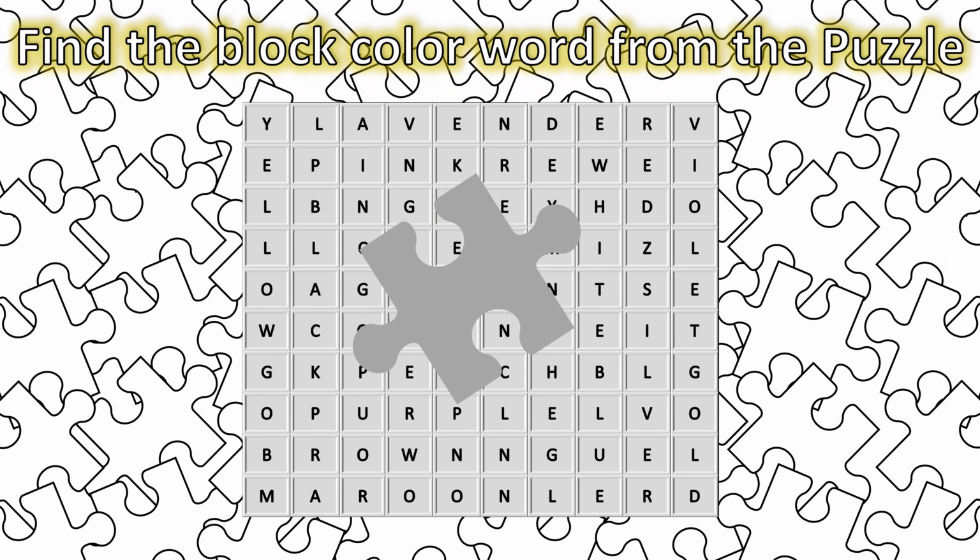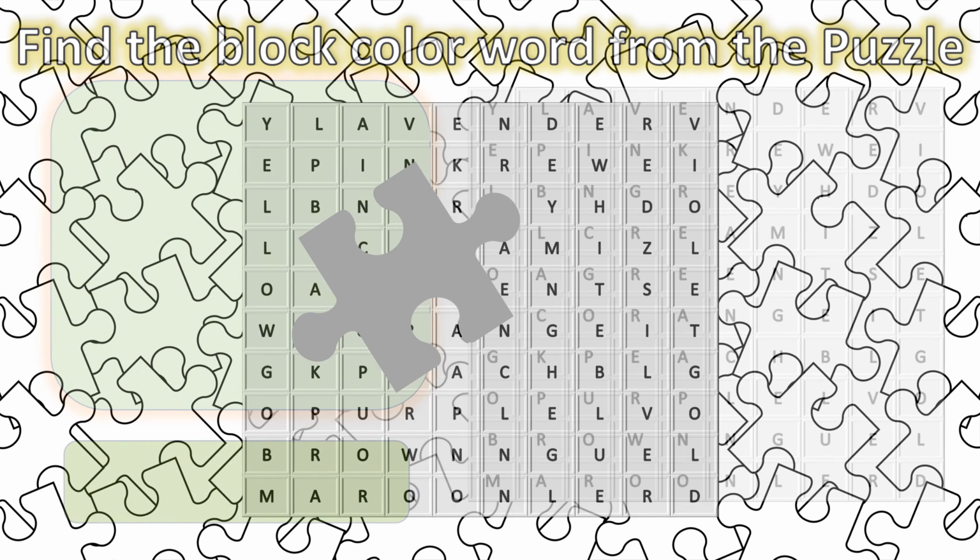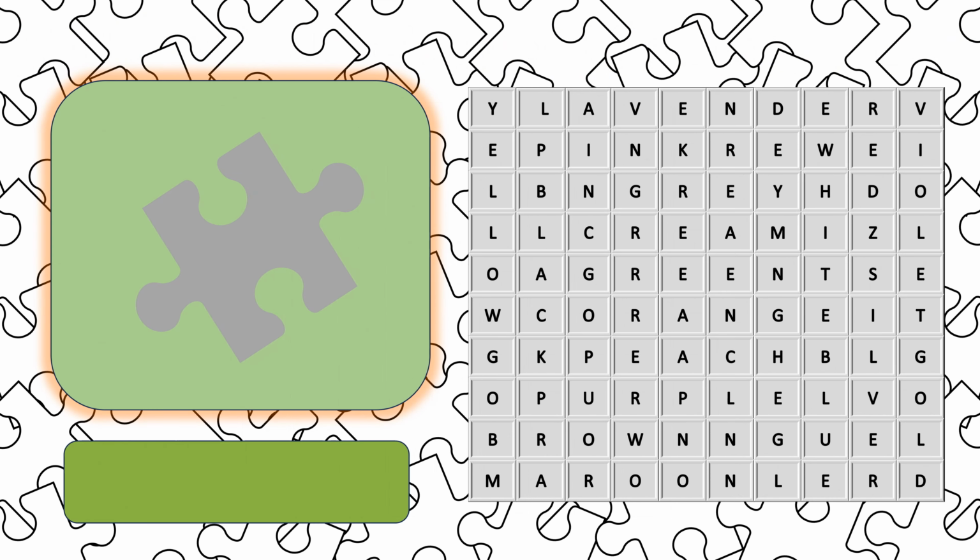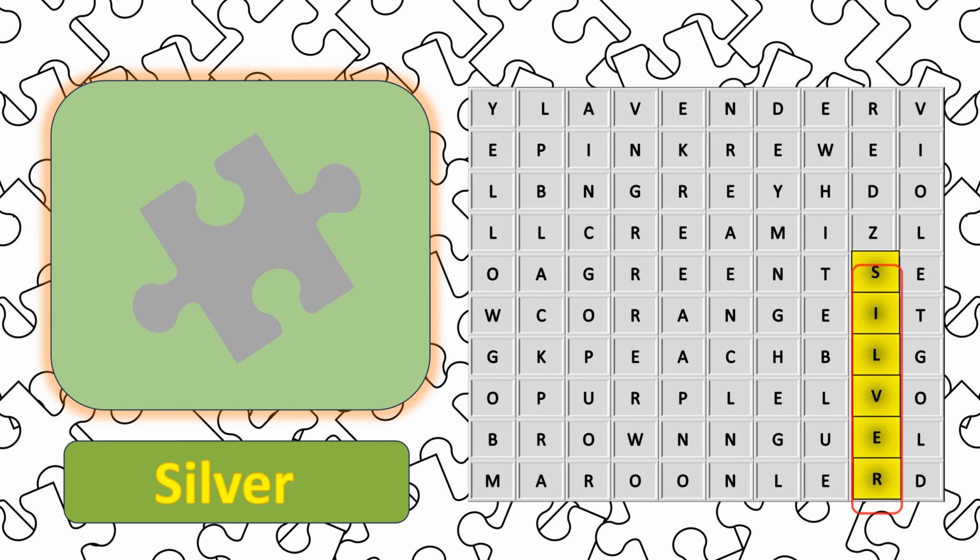Find the black color word name from the puzzle in 10 seconds. 10, 9, 8, 7, 6, 5, 4, 3, 2, 1. Time up. S, I, L, V, E, R, silver.